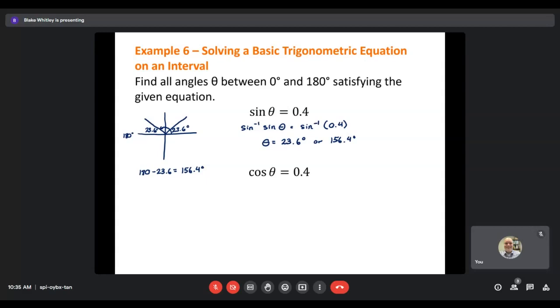Now, the next one, we're looking for cosine theta equals 0.4. So we're going to use our inverse cosine. That's our first step. Again, we're going to go to our calculator to find that. And so when we do that, that should give us 66.4. And again, don't forget your degree symbol because we're in degrees now.